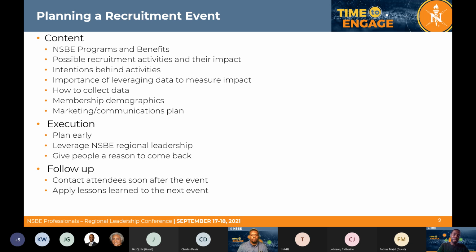Leverage your NSBE regional and national leadership. We're here to help you. Like we said, there are a lot of resources that can help you be more successful. And finally, you want to give people a reason to come back. You can put on the greatest event in the world, and everybody loved it, but if they don't feel that connection to your organization, they may not come back.